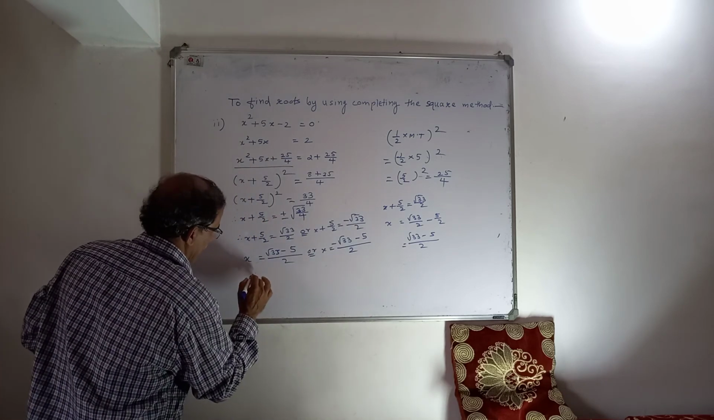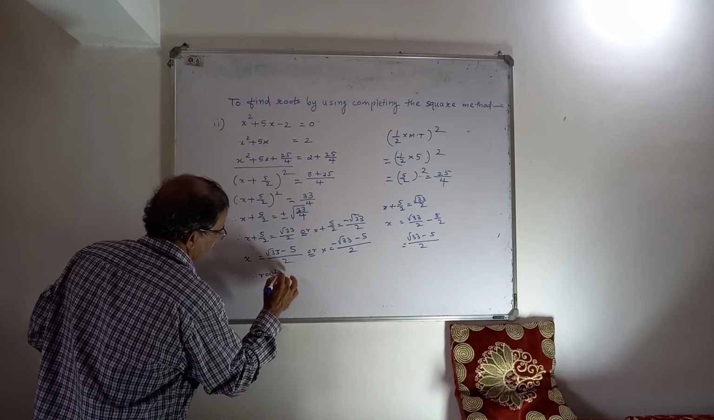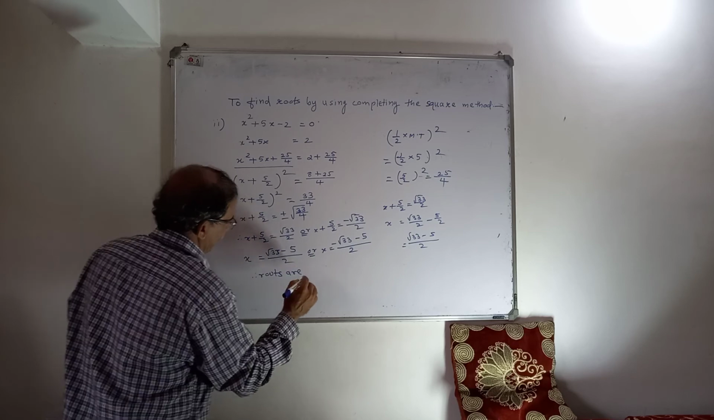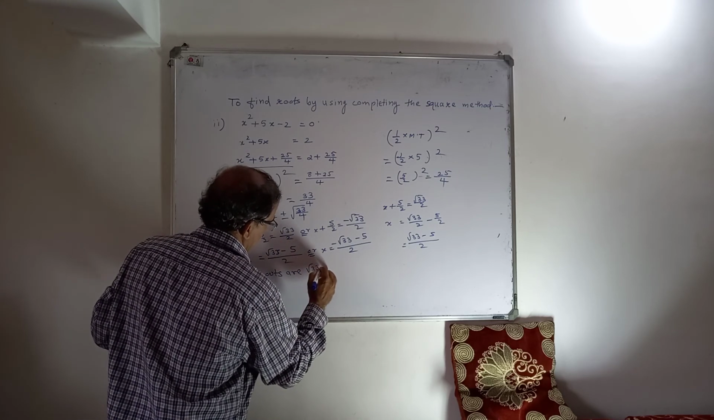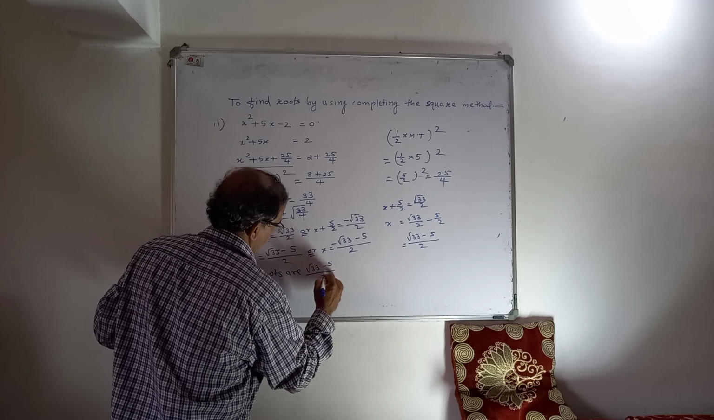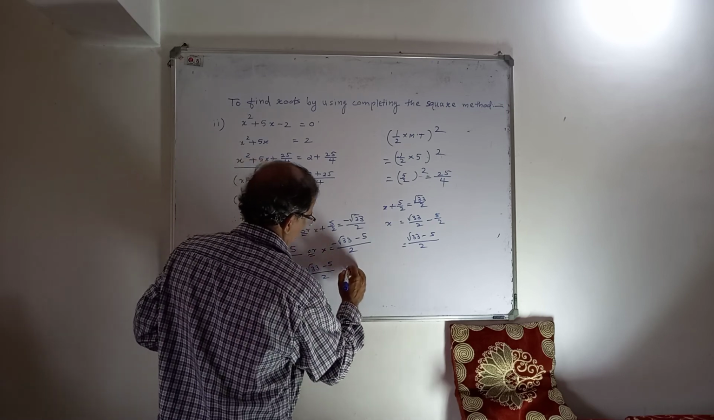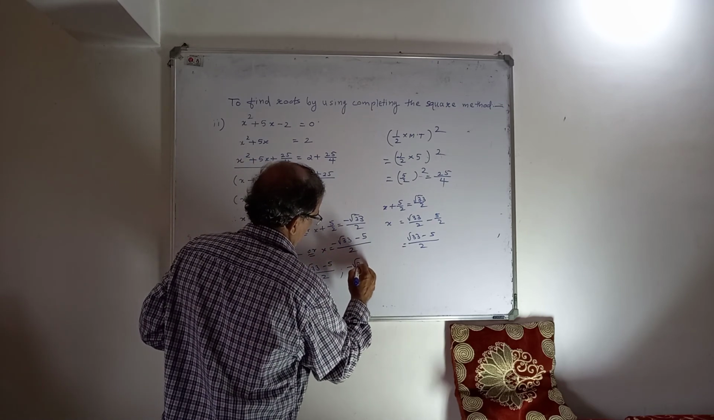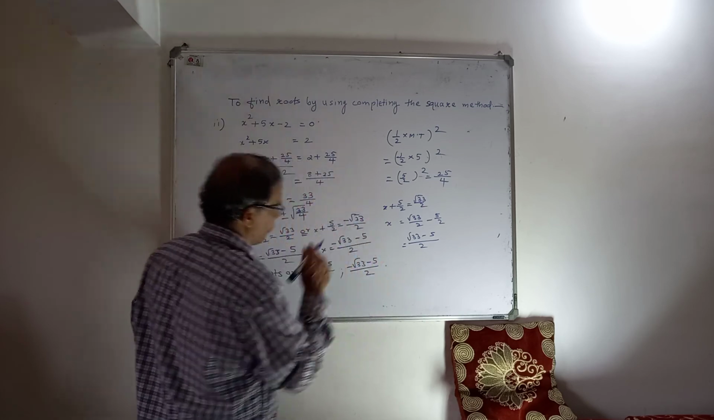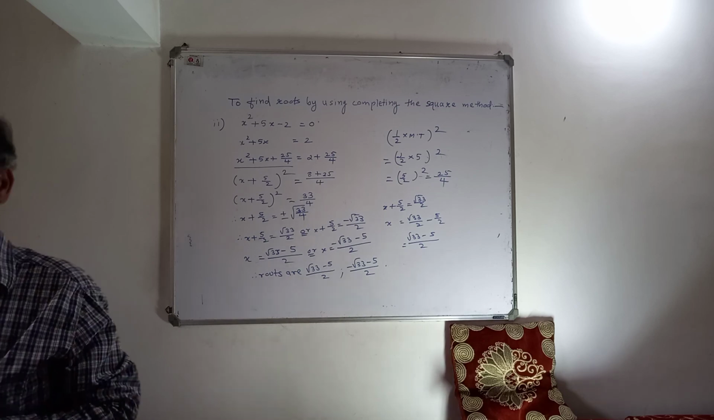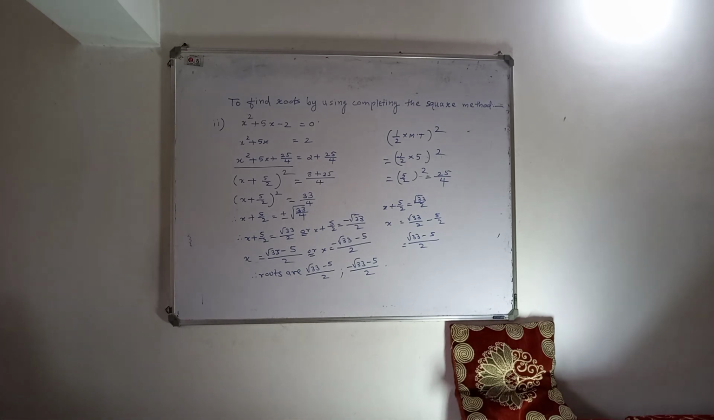And then we have to write roots are root 33 minus 5 upon 2, comma, minus root 33 minus 5 whole upon 2. Okay? So this is how the completing the square method is used.